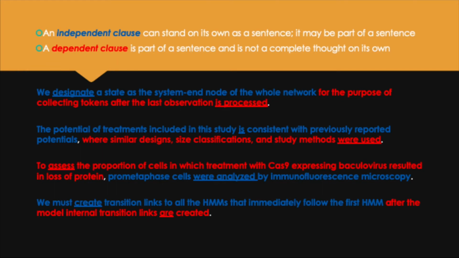So we have the independent clause marked in blue, the dependent clause marked in red. We designate a state as the system end node of the whole network for the purpose of collecting tokens after the last observation is processed. So the red part is a clause. It has a subject, it has a verb.